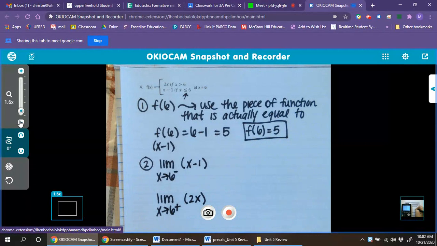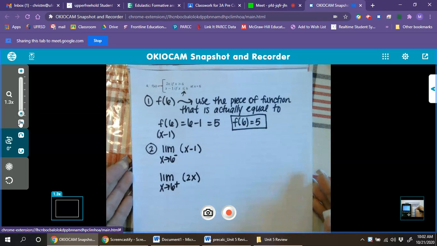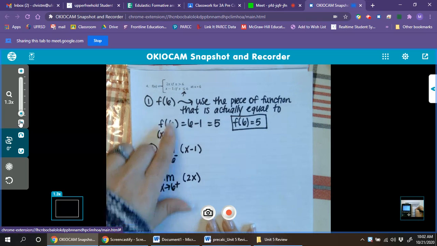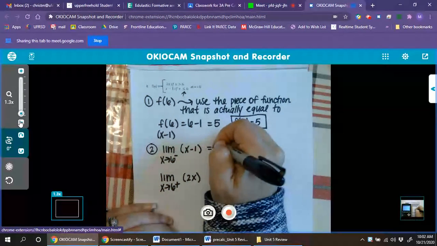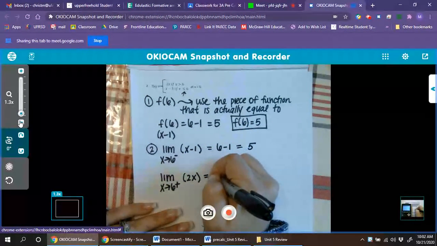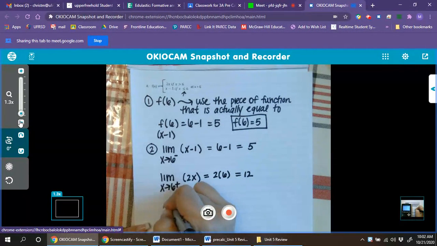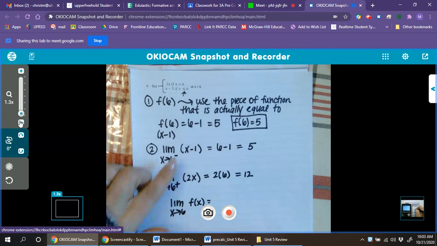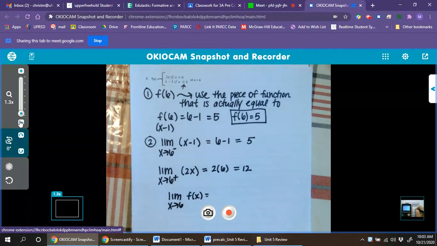So we can evaluate this algebraically. We just had to make sure we were paying attention that this is actually two-sided here, and we have to physically do both. Okay? So the limit from the left, 6 minus 1 is 5. And then the limit from the right, 2 times 6 is 12. So overall then, what's the limit? Because these were limit from the left, limit from the right. What's the two-sided limit? Or the full limit here?